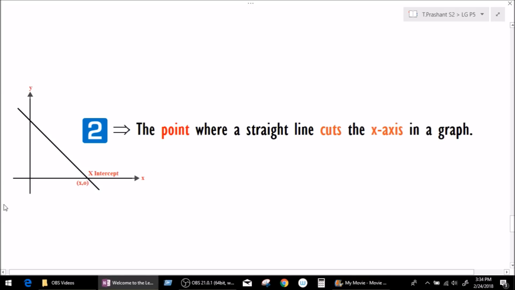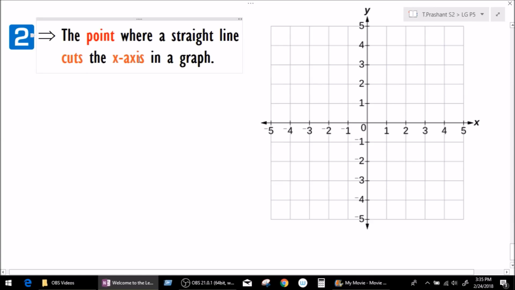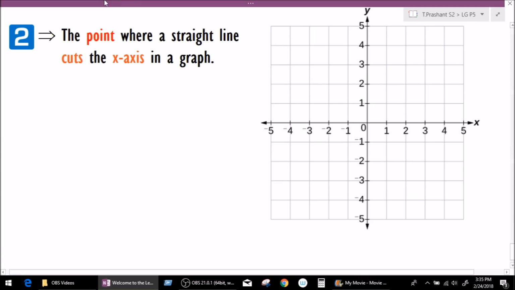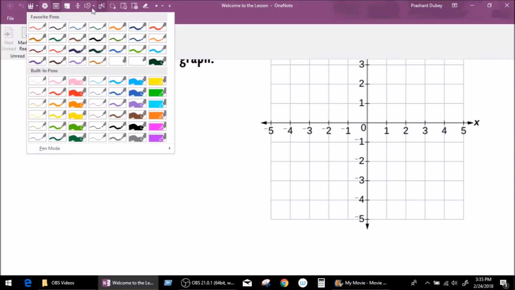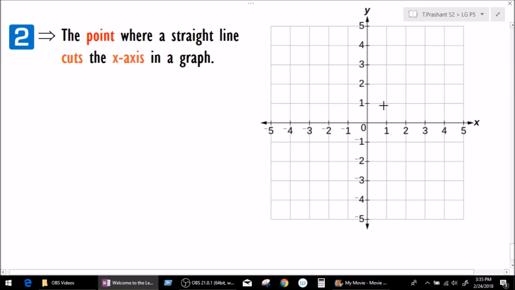Alright, now it's time to jump on to the second part of the definition, which was the point where a straight line cuts the x-axis in a graph. Now how does this definition relate to a value of x-intercept? Let's go check out. A point where a straight line cuts the x-axis in a graph. So let's make a straight line. Let's make any straight line. Let's take this line. Let's write the name of the line A and B.